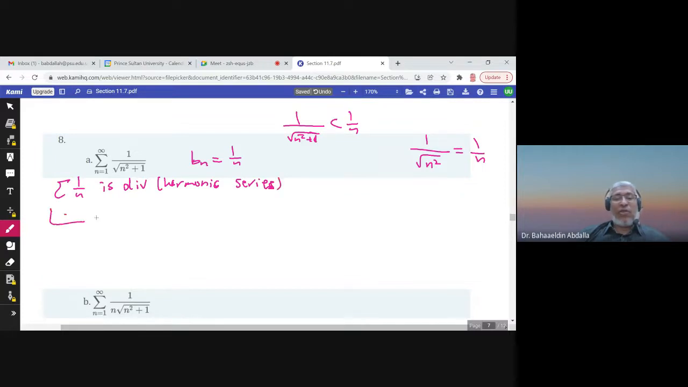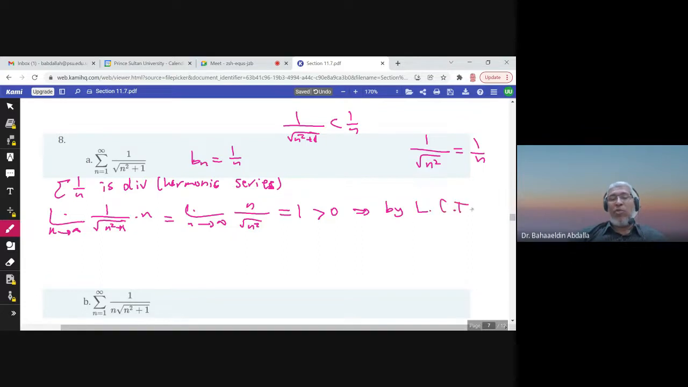And now when I take the limit of an over 1 over n, or times n, I will have the limit when n goes to infinity. This is the term with the highest power, and this is the term with the highest power. This is n over n, which is 1. 1 is greater than 0. So by limit comparison test, summation an is divergent because summation 1 over n is also divergent.